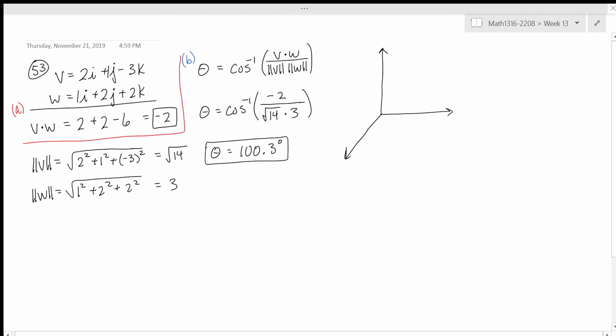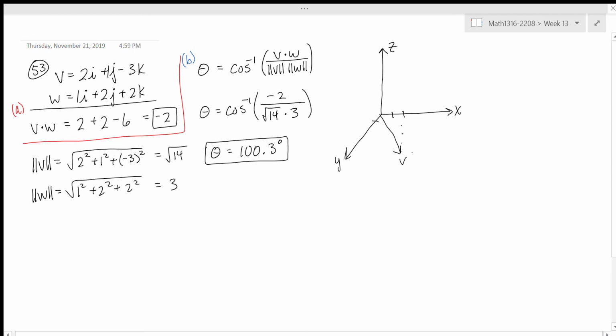Yeah, so this would be like the X, Y, and then maybe Z goes up and down. To sketch this first one, that's going to be 2 in the X direction, 1 in the Y direction, and then -3 in the Z direction. 1, right there, and then 1, 2, 3. Something like that. So this would be vector V.